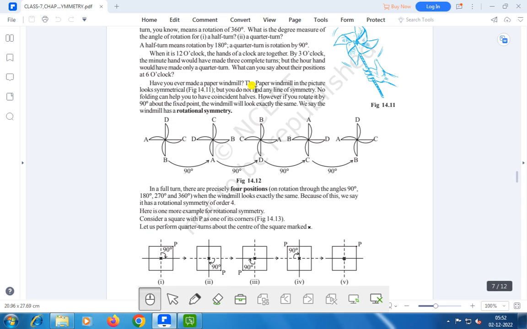Have you ever made a paper windmill? The paper windmill in the picture looks symmetrical. You see, this is symmetrical, but you do not find any line of symmetry. No folding can help you to have coincident halves. However, if you rotate it by 90 degrees about a fixed point, the windmill will look exactly the same. We say the windmill has a rotational symmetry.